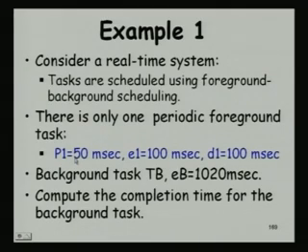See, the problem here is actually okay, this has to be corrected. E1 is 50 and P1 is 100 and the background task takes 1020 millisecond. So, once the background task arrives, how much time will it require to complete? 2040. So, how did you get that? 20 by 1 minus 50 by 100.